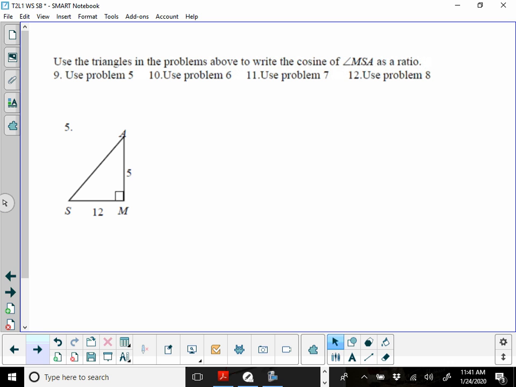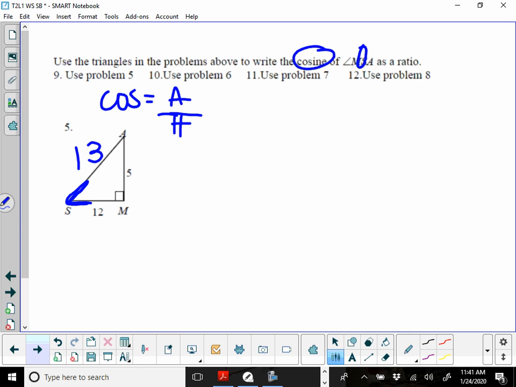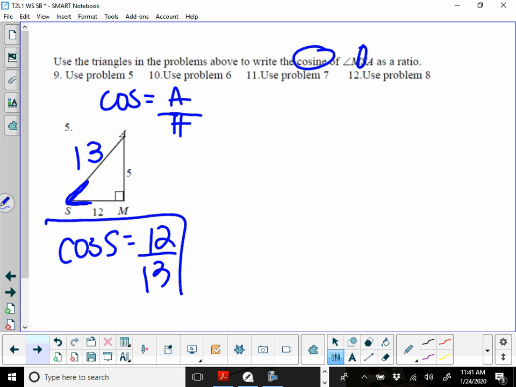Okay, so I have 5 here for you to reference. This time they want the cosine of angle MSA, so that's the cosine of angle S. So that's not the same angle that you used in 5 through 8. All right, so still your sides are the same. You've already found the missing side that you need. Okay, so we're going to find the cosine here, which is adjacent over hypotenuse. So the adjacent to angle S would be 12, and the hypotenuse would be 13. So then you'll do the same thing for number 10, number 11, and number 12, using the corresponding problem. Okay, so it's just the opposite angle from the corresponding problem.